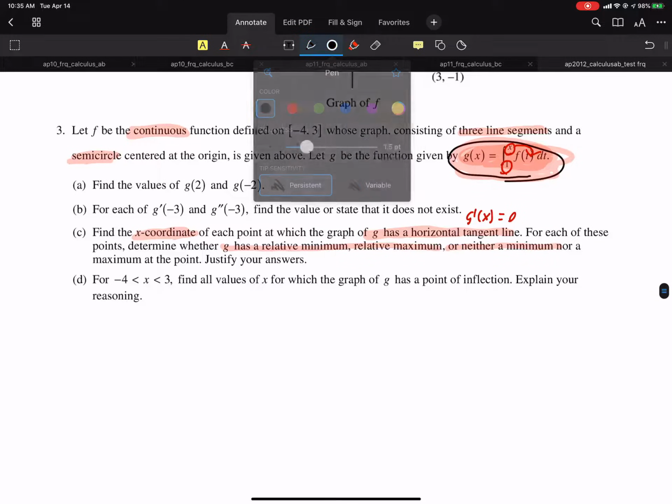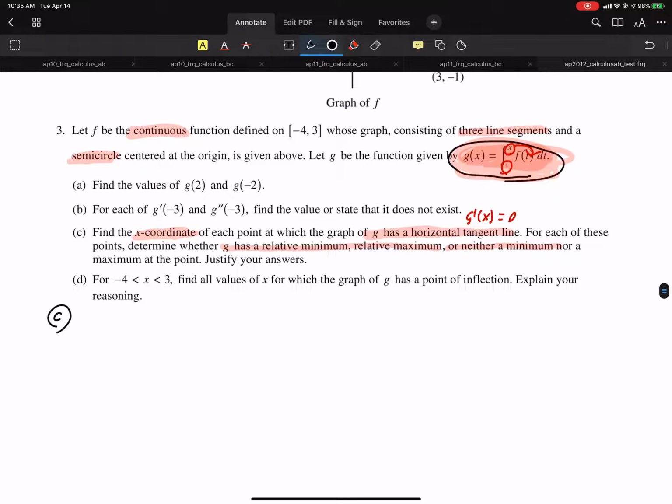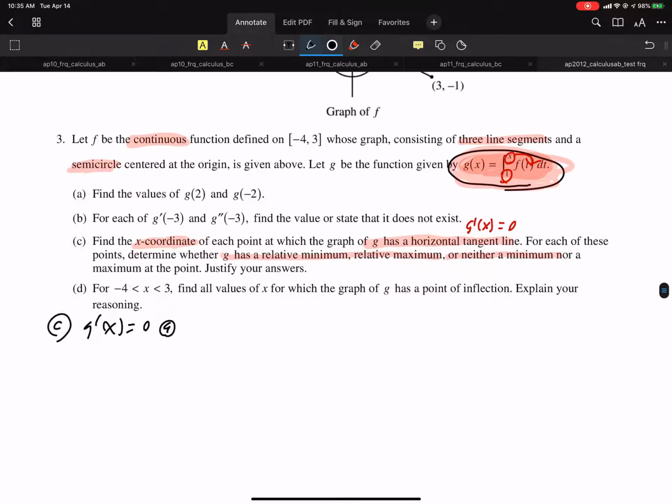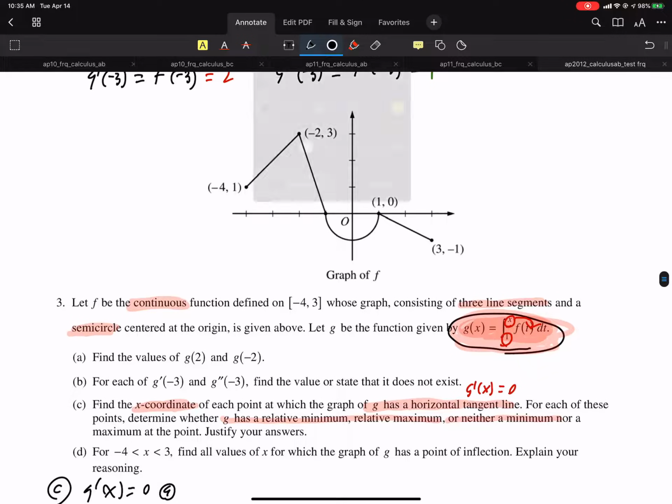So part C. You want to know when g prime of x equals 0. Well, look at the graph. g prime of x equals 0 where? Negative 1 and 1.